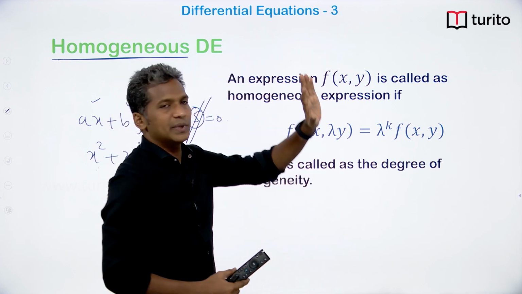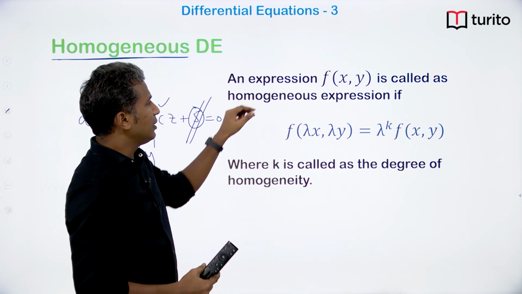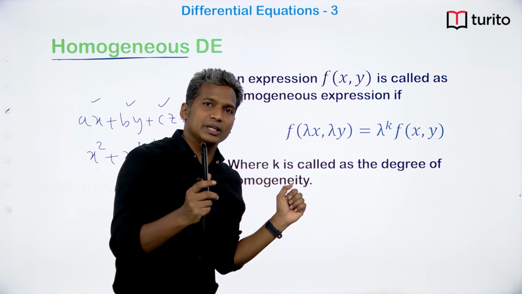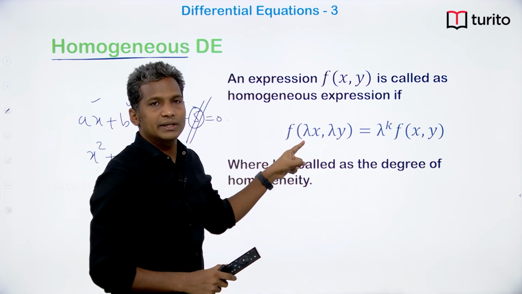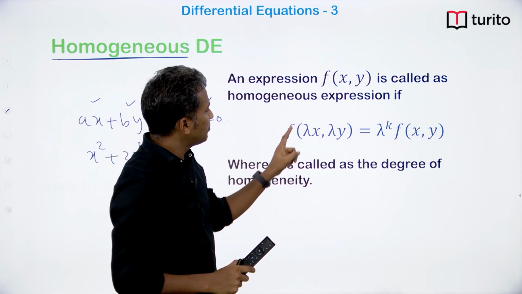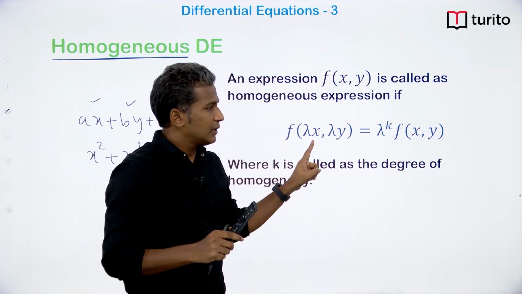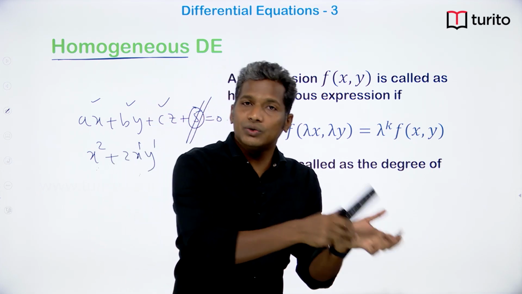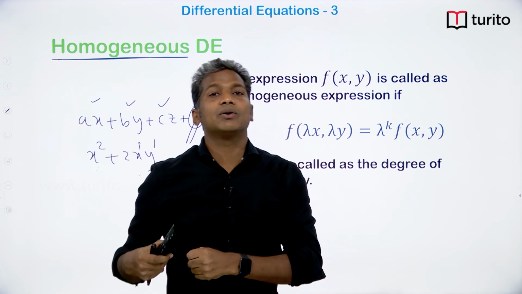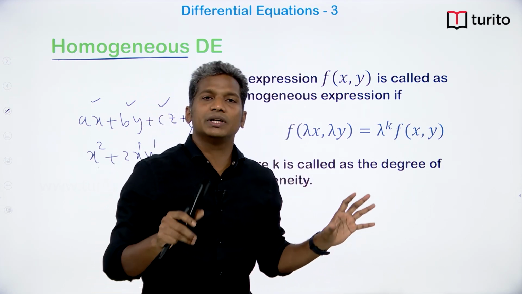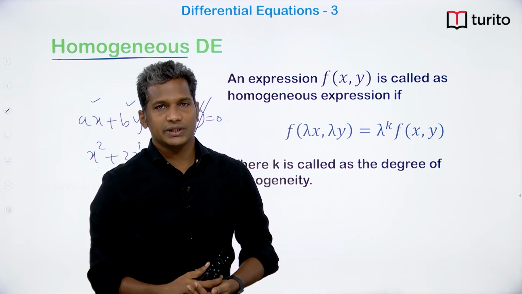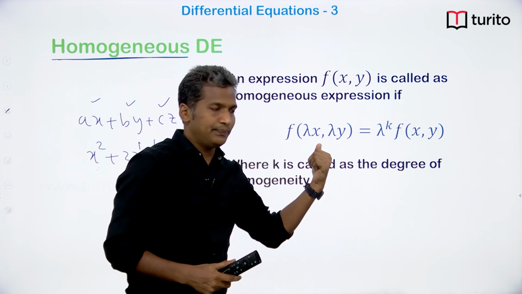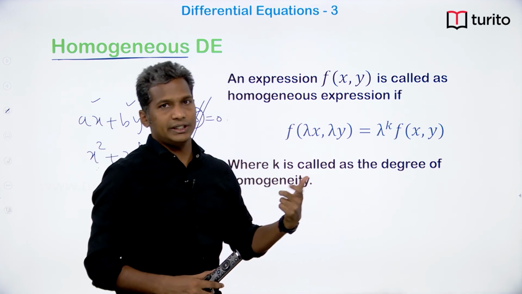So, let us say there is an expression f of x comma y. We will call it a homogeneous expression if it satisfies the condition. What is the condition? In place of x, if we put lambda x, in place of y, if we put lambda y, and simplify that expression, all the lambdas that we have introduced must be uniformly taken common. If that is happening, we call it a homogeneous expression. And whatever is the degree of lambda that we get outside, it becomes the degree of the homogeneity.